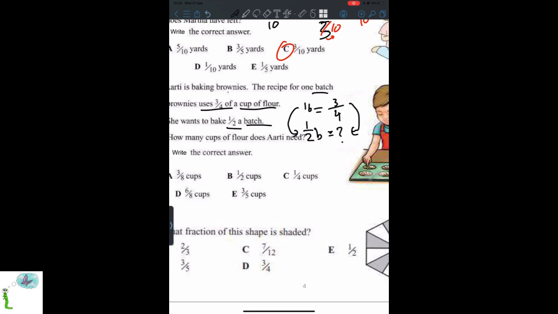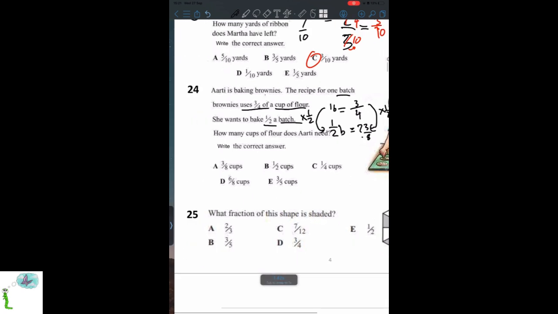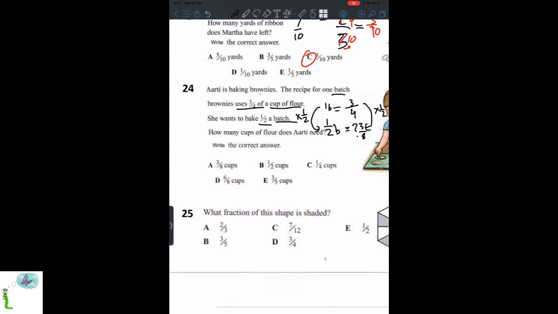So to get from one batch to half a batch, we're halving it, basically we're timesing it by a half, or timesing it by 0.5, and we're going to times this by a half as well to get the same thing. And if you do 3 over 4 times a half, you're going to get 3 over 8, which means for half a batch they need 3 over 8 cups of flour, and that's your answer. Bosh.